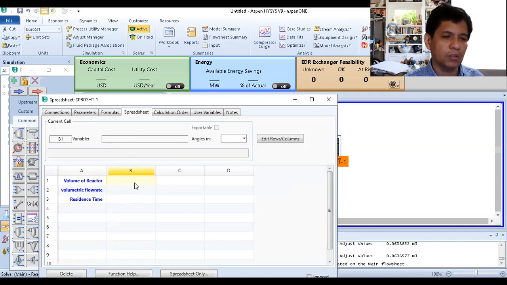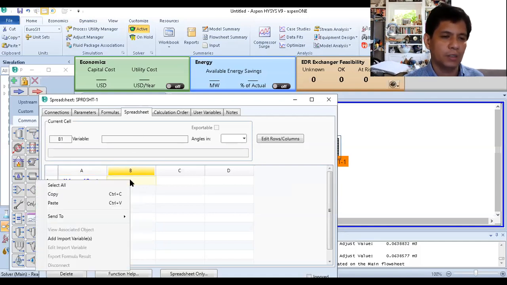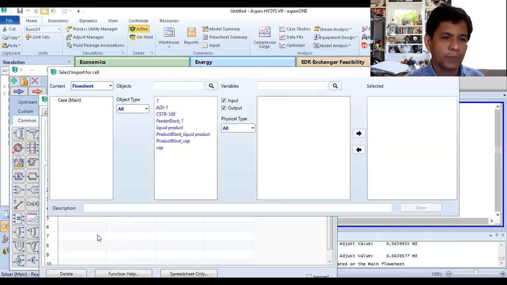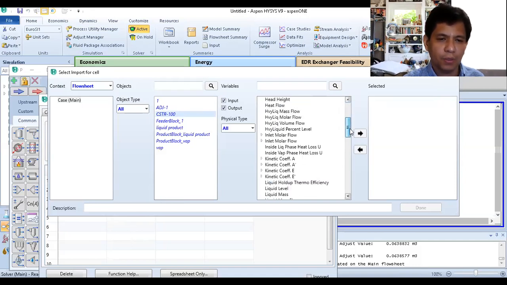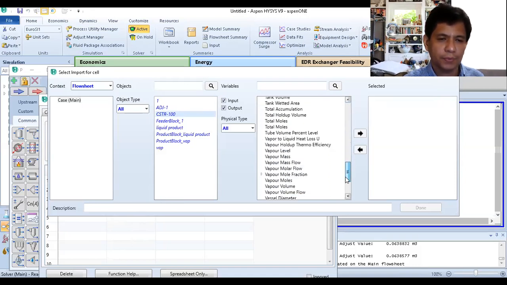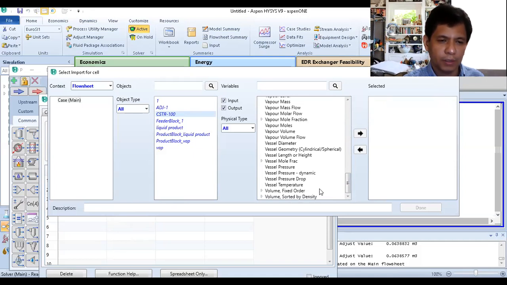So ito yung retrieve natin. I-right click nyo lang itong space na to. Tapos mag-a-add kayo ng variable. Add import variable. Ang gusto natin dito ay yung volume of the reactor. Hanapin nyo lang yung volume of the reactor. Let's go to letter B. Ito, volume. Ano yung volume?